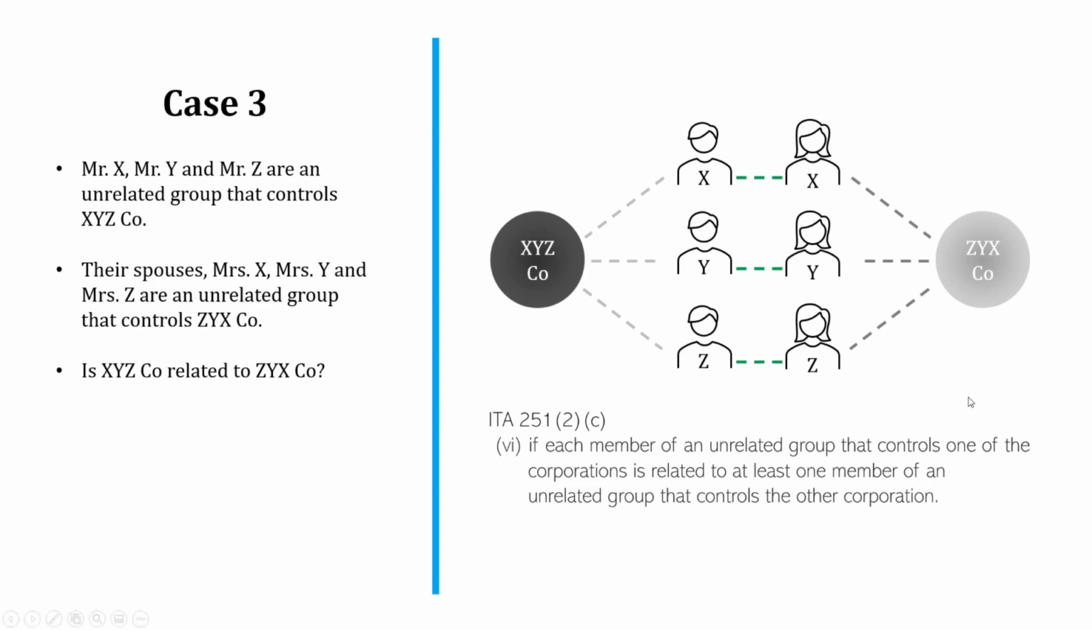Let's walk through that. Let's start from the left here. If each member of an unrelated group, well, here's an unrelated group, Mr. X, Y, and Z. They have control of this company over here, XYZ Company. If each member of this unrelated group is related to at least one member of the other unrelated group that controls the other corporation, then they are related. And that's what we see. Mr. X is related to at least one member of this group here. Same thing with Mr. Y, and same thing with Mr. Z if we're working from left to right. So the answer then to is XYZ Co related to ZYX Co, the answer is yes.